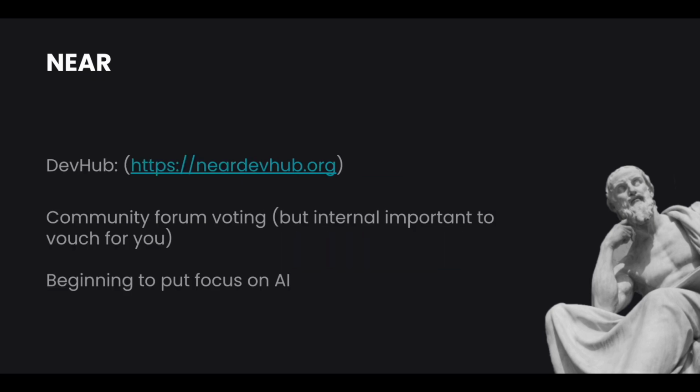So Near is one of those approaches where you post your proposal to their community, and they will be voting on it. But with Near, it is important that someone internally vouches for your project because that supports the voting to get approved. And definitely, they're putting a lot more focus now on AI at Near. So if your project idea is with AI, then Near could actually be a good fit. So I'd definitely make sure to check that out and review that.